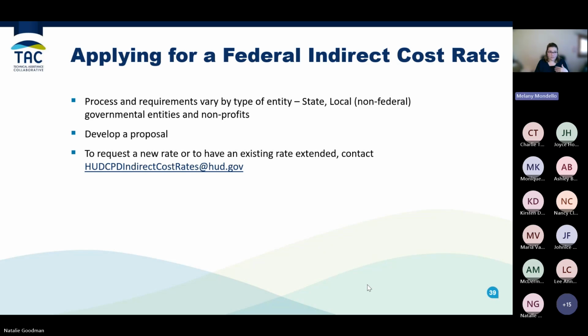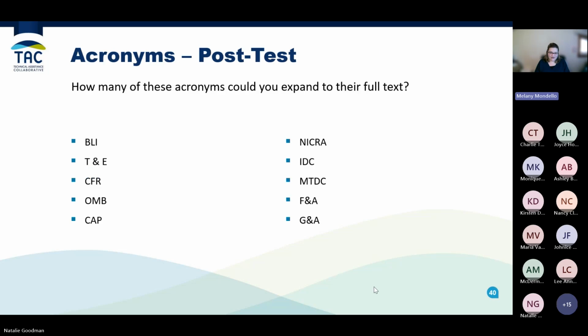Okay, so thank you for letting me share a lot. We'll go to the next slide. I shared a lot of information about indirect and project administrative costs. And then I promised you a post test. So here are the acronyms again. I think I talked about all of them as we went through.